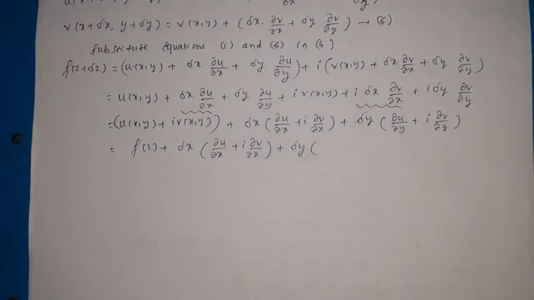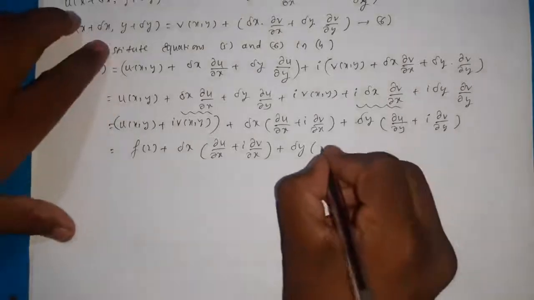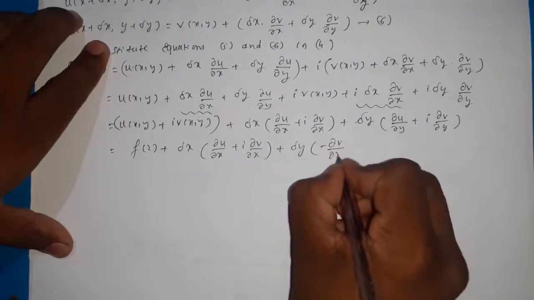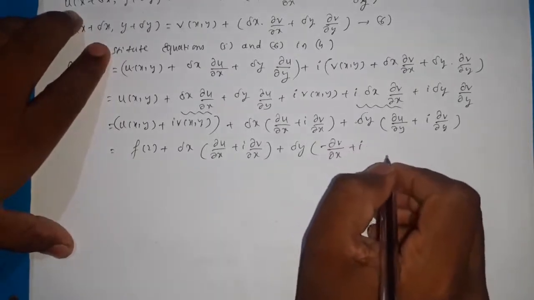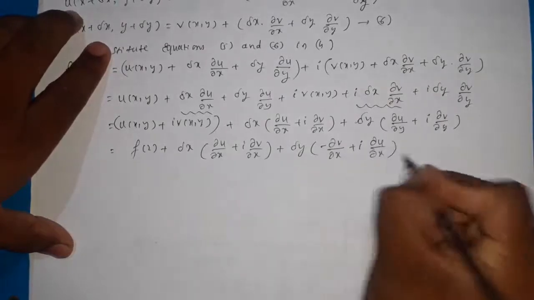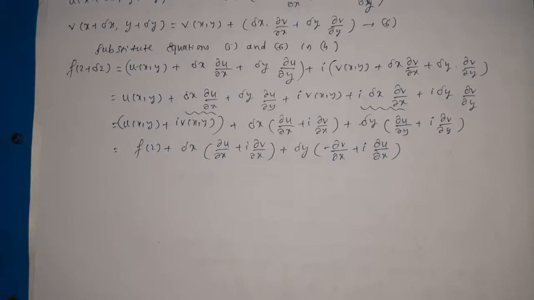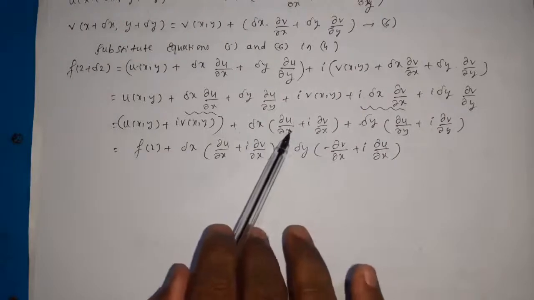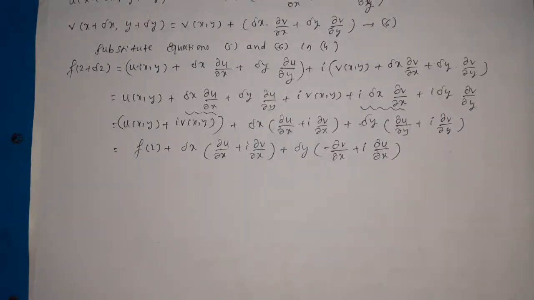So we know that the CR equations are satisfied by the 4 partial derivatives, right? So now we are going to use those conditions. So dou u by dou y is given by minus dou v by dou x, and dou v by dou y is equal to dou u by dou x. We are using CR equations in the second part, which means in the multiple of delta y, because we are reducing this term to this one. So therefore we are using the CR equations.